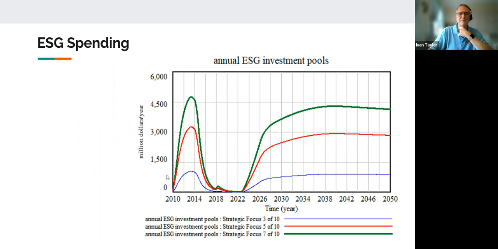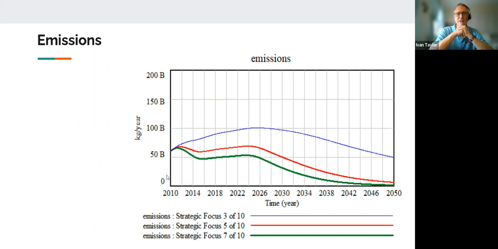Here's an interesting slide on how this ESG investment will impact emissions. We can see that more ESG spending will result in more abatement of emissions, and therefore in the model we expect that with a proper amount of ESG spending, we can get to net zero carbon emissions by 2050, which I think is a very nice result.